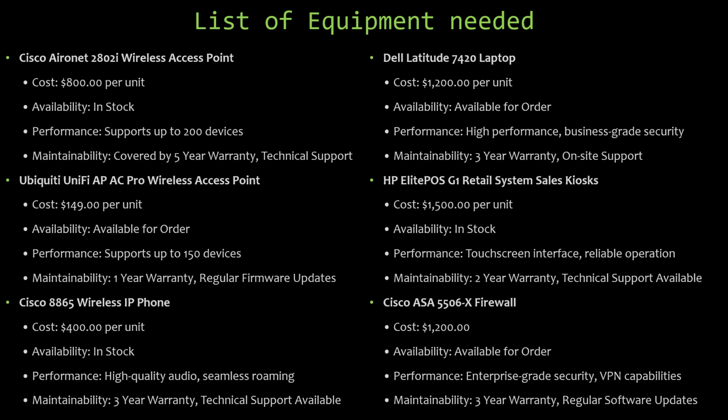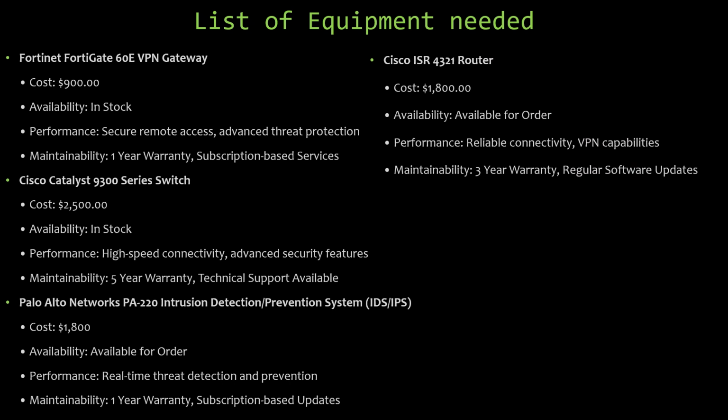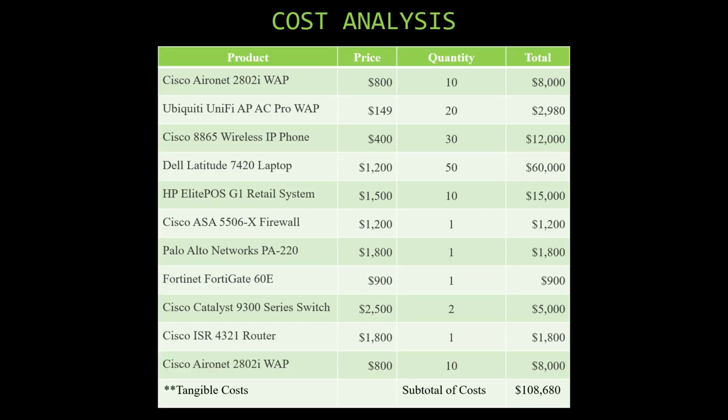Next is a list of projected equipment needed. We will need wireless access points, wireless IP phones, laptops, sales kiosks, a firewall, a VPN gateway, a Cisco switch, an intrusion detection prevention system, and a router. All are needed for the network.